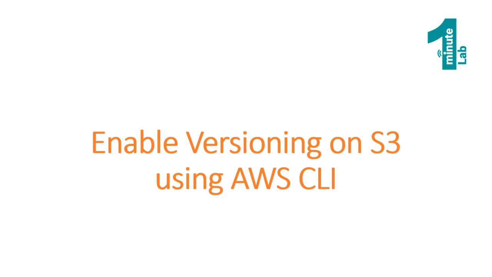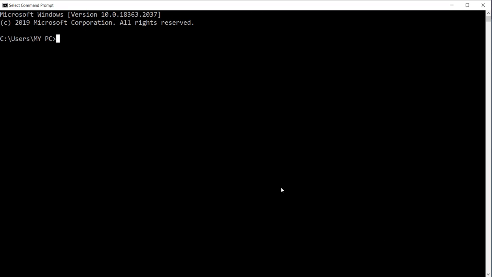So let's move to AWS CLI. As you can see, now we are in our AWS CLI. First of all, we need to log in with AWS credentials. For this, type aws configure and hit enter.